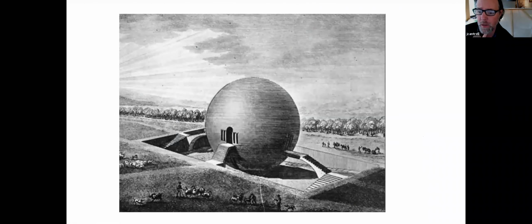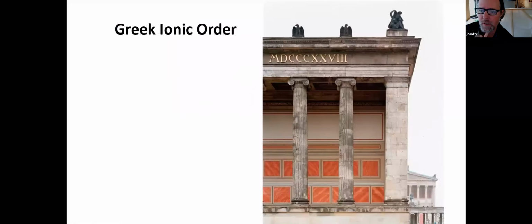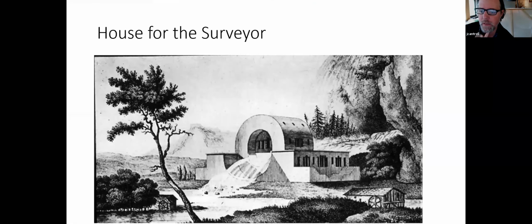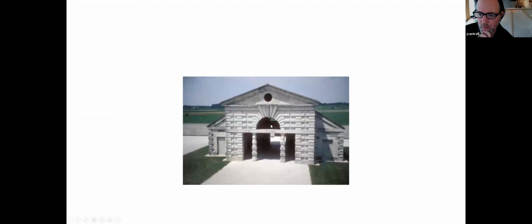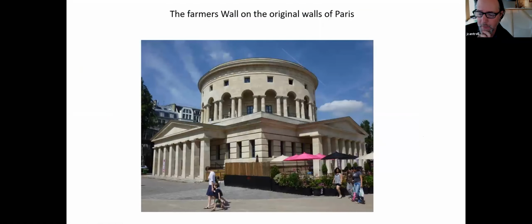We've seen several months of classical architecture. This is a classical building. It has an arch. Who could argue this is not a classical building? We see the Greek temple front, the Roman drum.